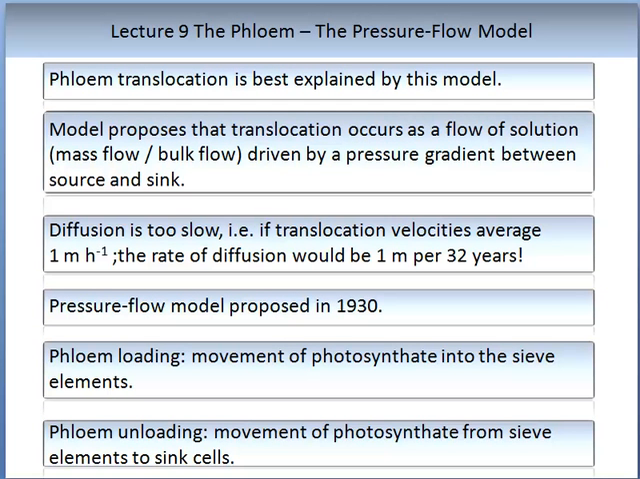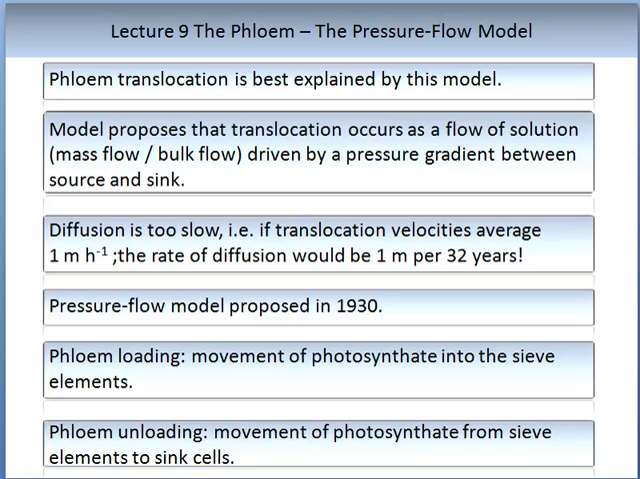A model called the pressure flow model has been developed to explain phloem translocation. The model posits that translocation occurs as a flow of solution, that is, mass flow or bulk flow, and it is driven by a pressure gradient between the source and the sink. Diffusion is too slow. If translocation velocities average 1 meter an hour, the rate of diffusion would be 1 meter per 32 years, far too long.